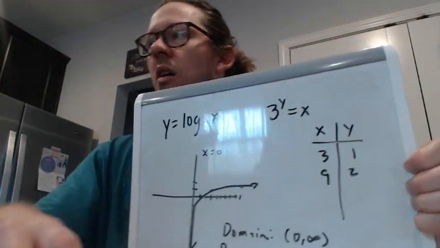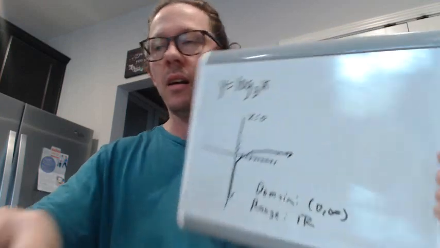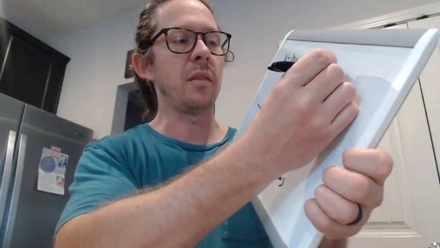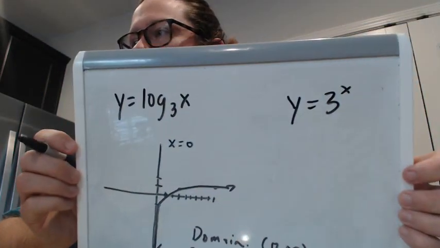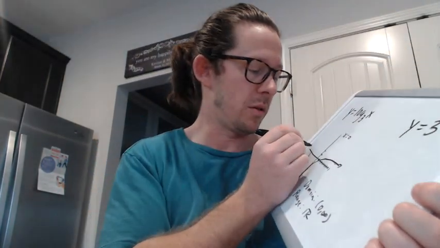Now, I want you to understand something here, okay? This graph right here is very similar to something we've seen before. Remember when we graphed exponential functions, right? When you graph exponential functions? Well, an exponential function, I'll just graph this one real quick.